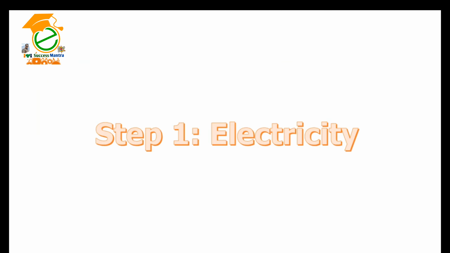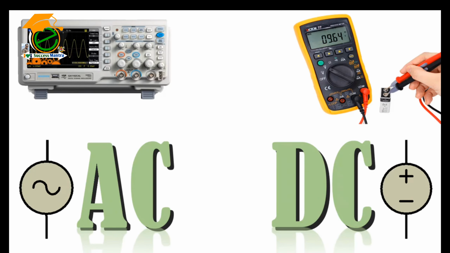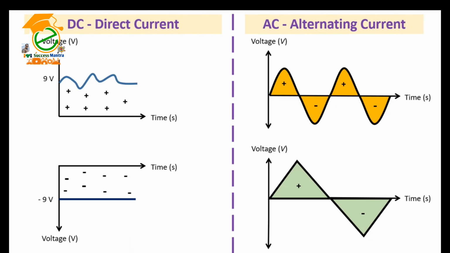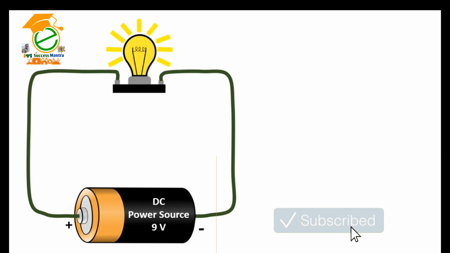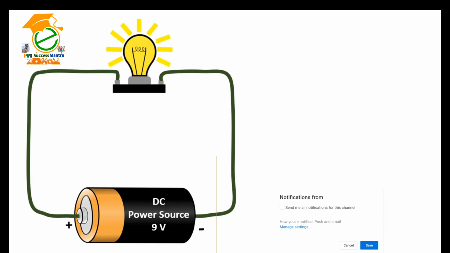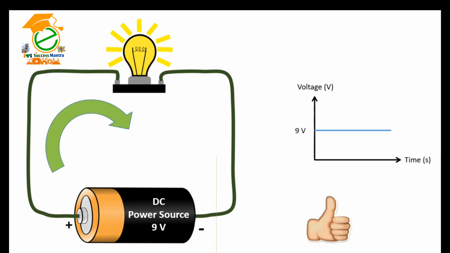Step 1. Electricity. There are two types of electrical signals, those being alternating current and direct current, or AC and DC. With direct current, electricity flows in one direction between power and ground. In this arrangement, there is always a positive source of voltage and a ground source of voltage. You can test this by reading a battery with a multimeter.